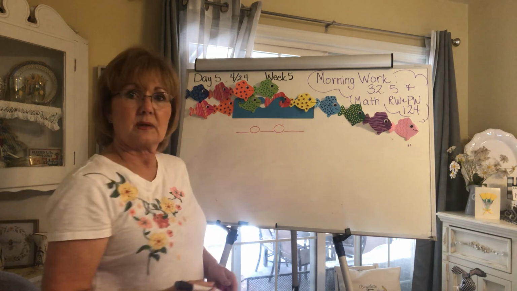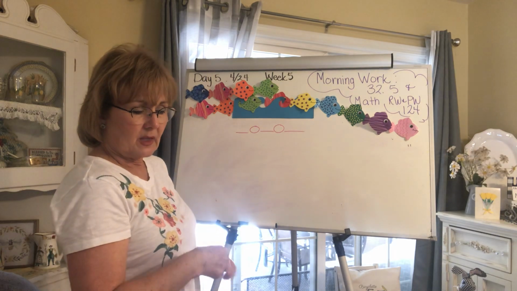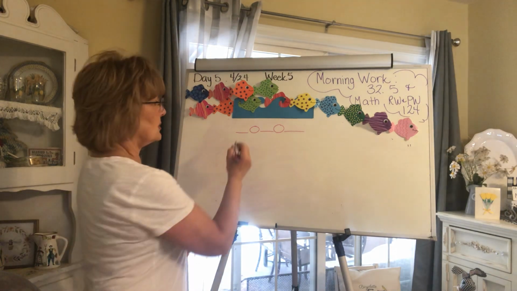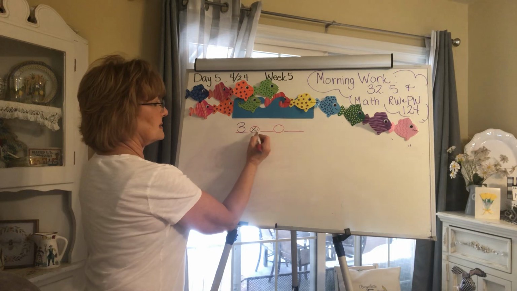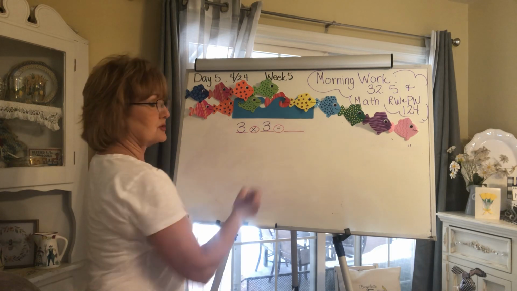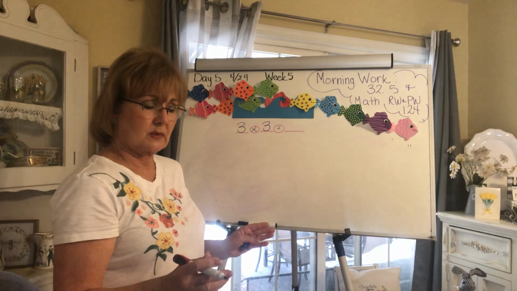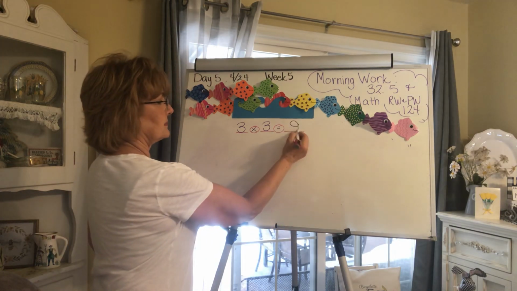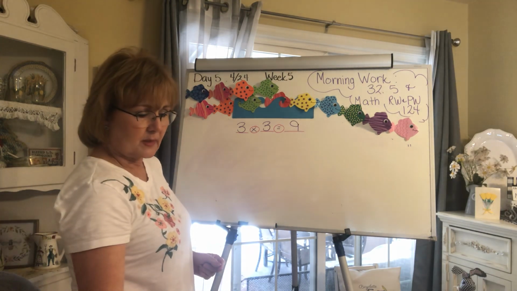Can you see pink okay? I'll switch colors. You would say I have 3 groups times 3 in each group. 3 3s equals 9. Okay? So that was number 1.